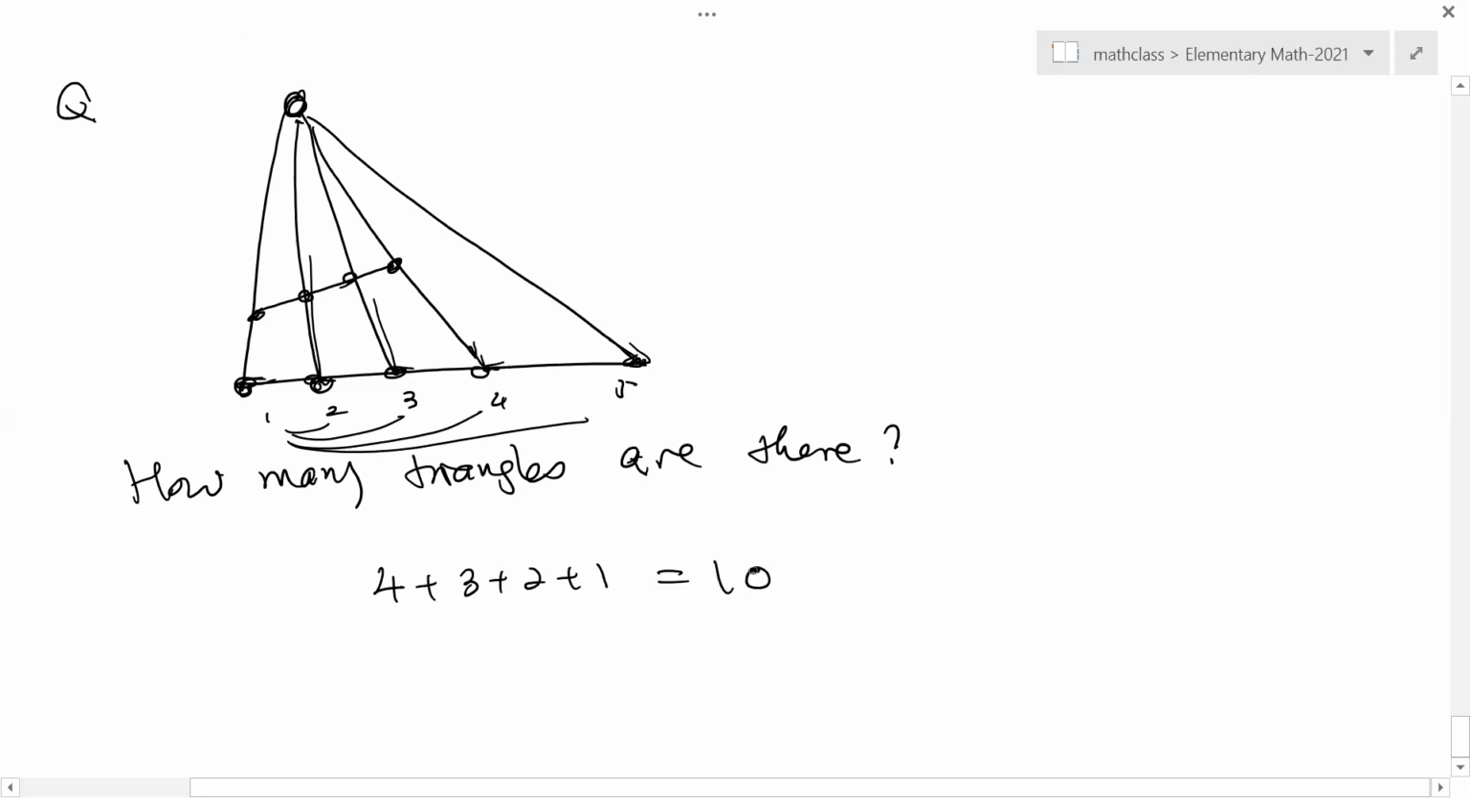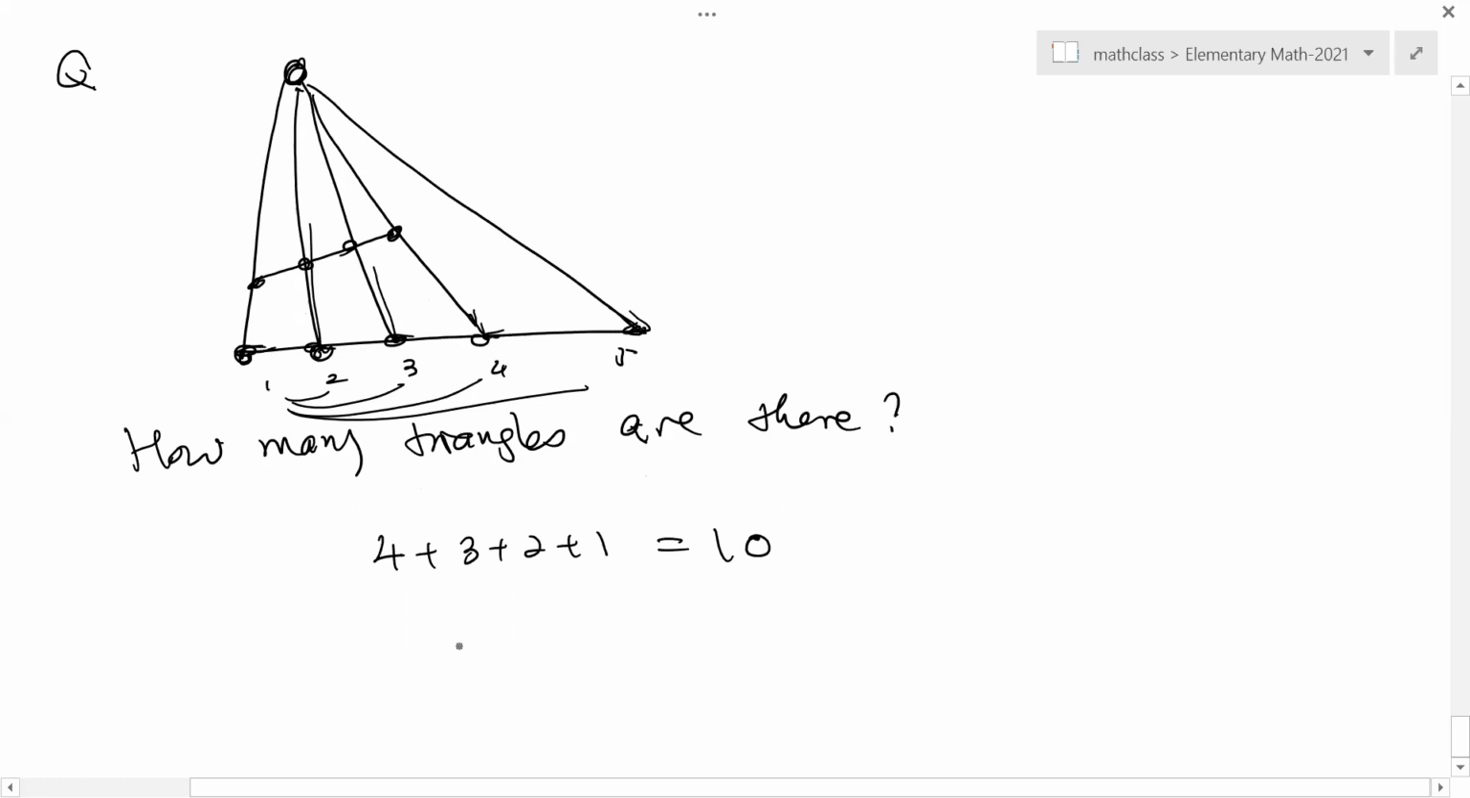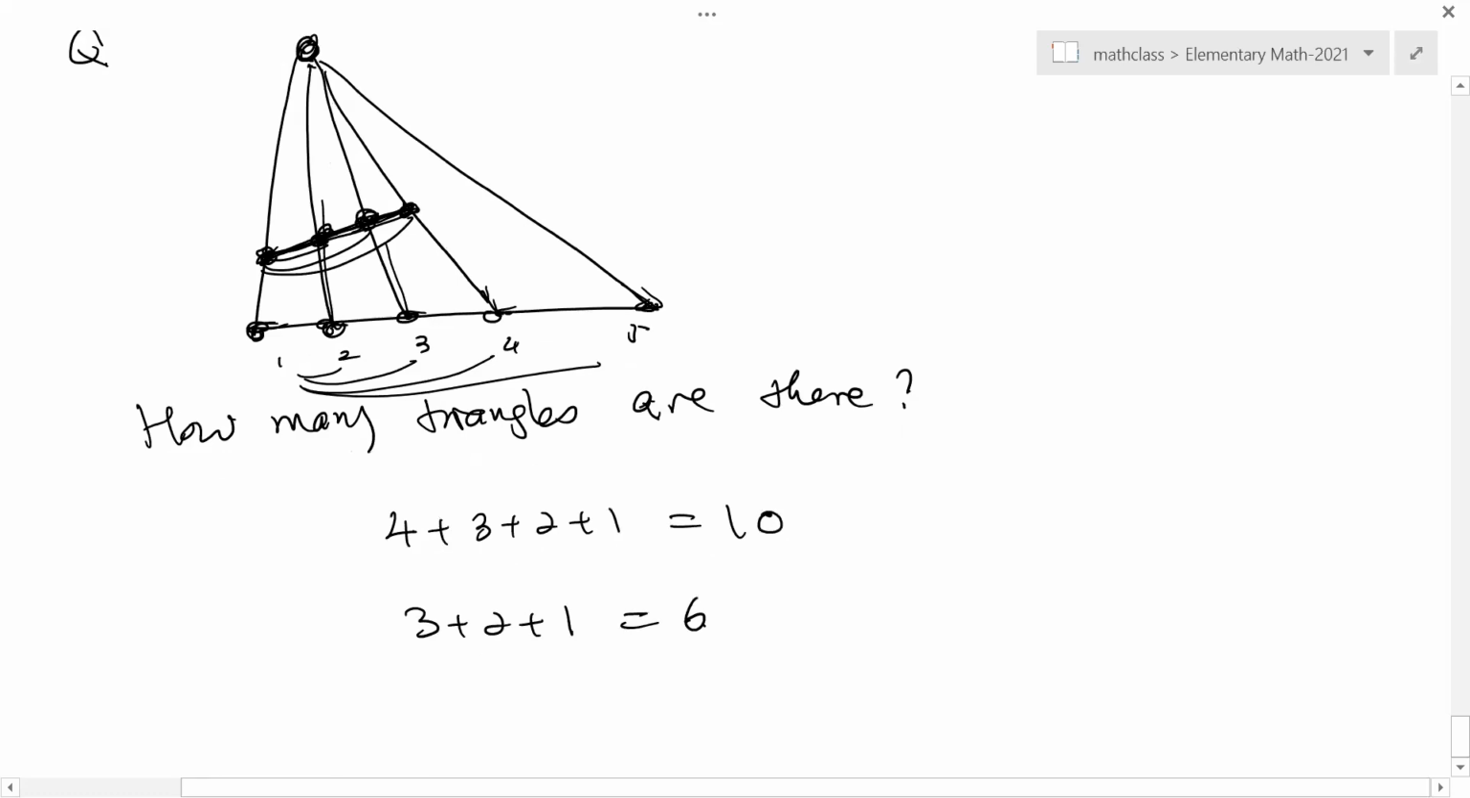Right. Then you will count the triangles with the base along this line. Okay. So then how many points? This time it's not the 5 points, okay, only 4 points, right? So 1, 2, 3. So it'll be 3 plus 2 plus 1. So it's going to be 6. Clear? Yeah, because each pair of the points gives you triangles like that.